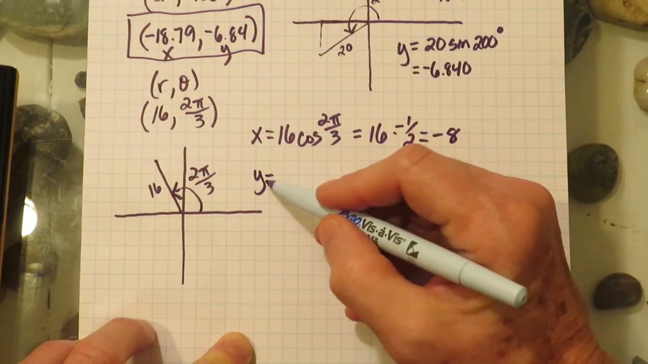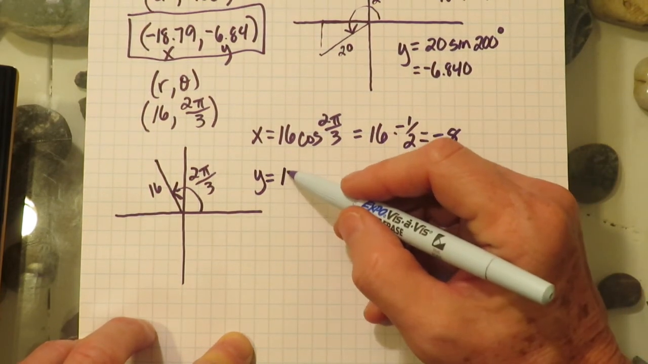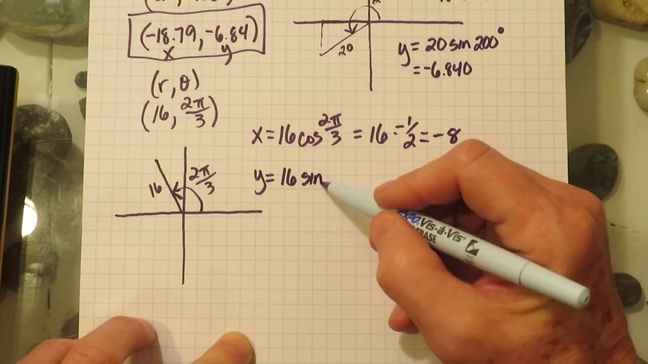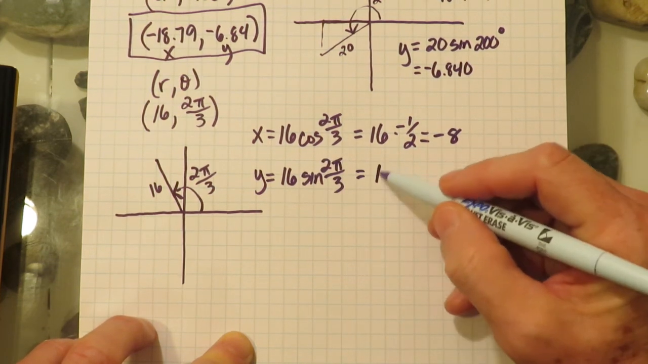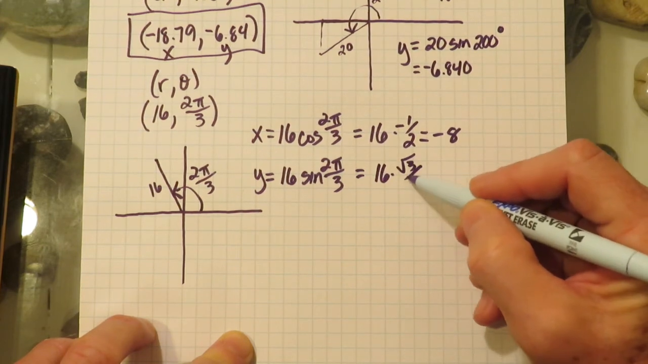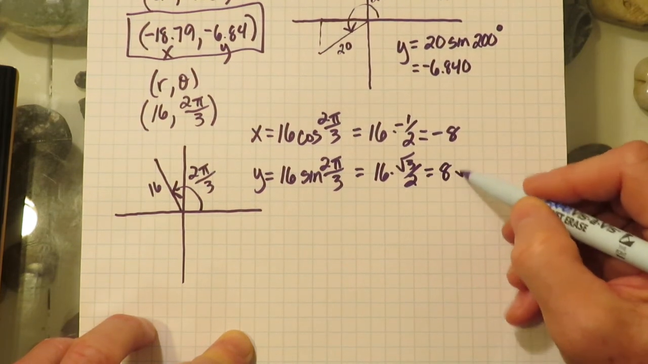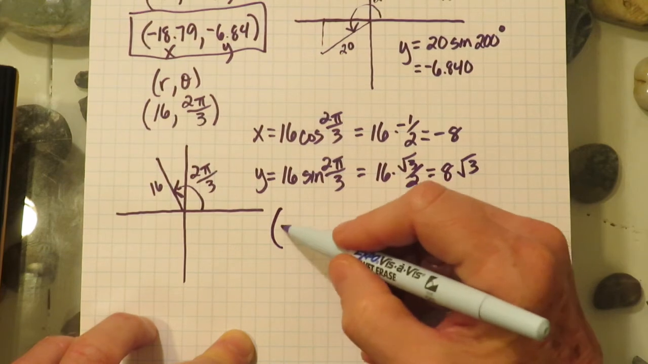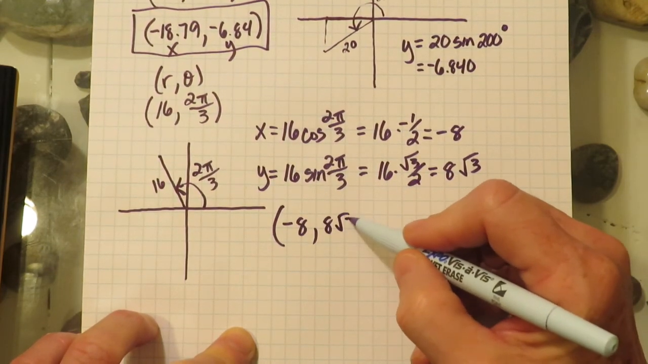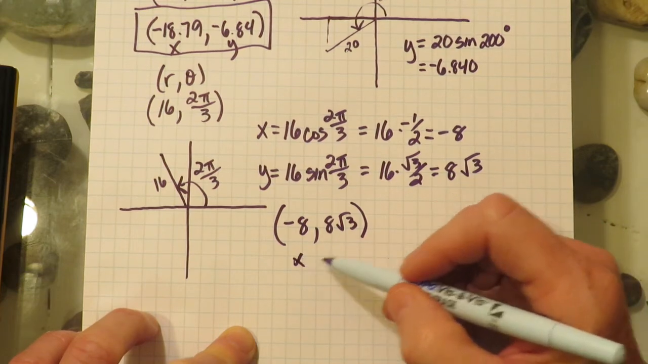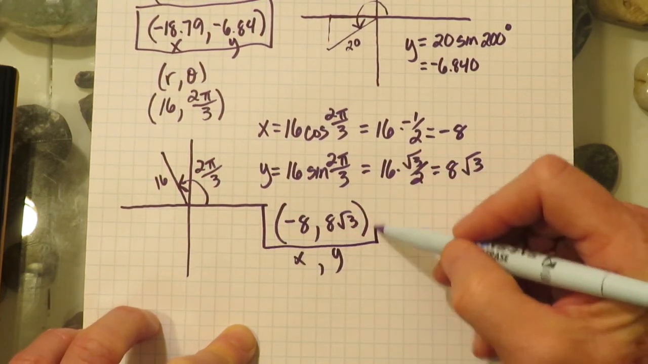And y is equal to 16, the radius, times sine of 2 pi over 3. And sine of 2 pi over 3 is the square root of 3 over 2, which gives 8 times the square root of 3. So x is negative 8, I'm in quadrant 2, x is negative, y is 8 times the square root of 3. There's my x, there's my y.